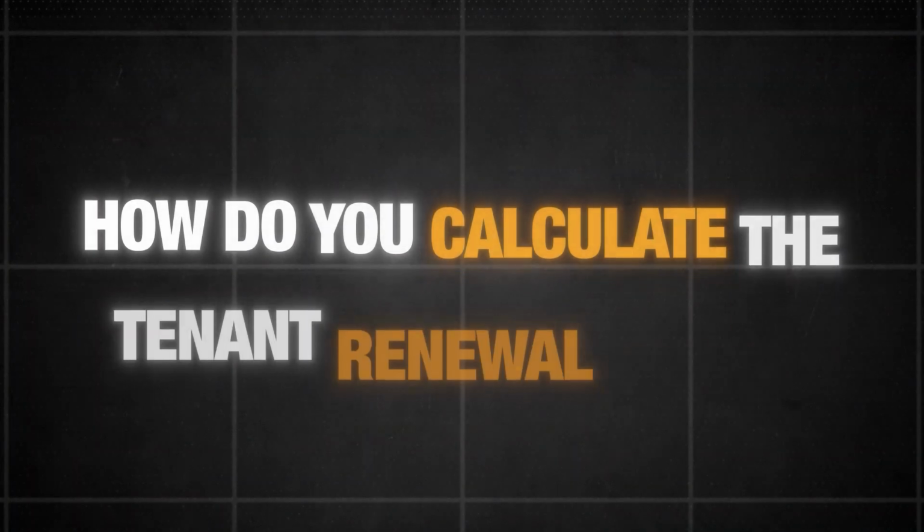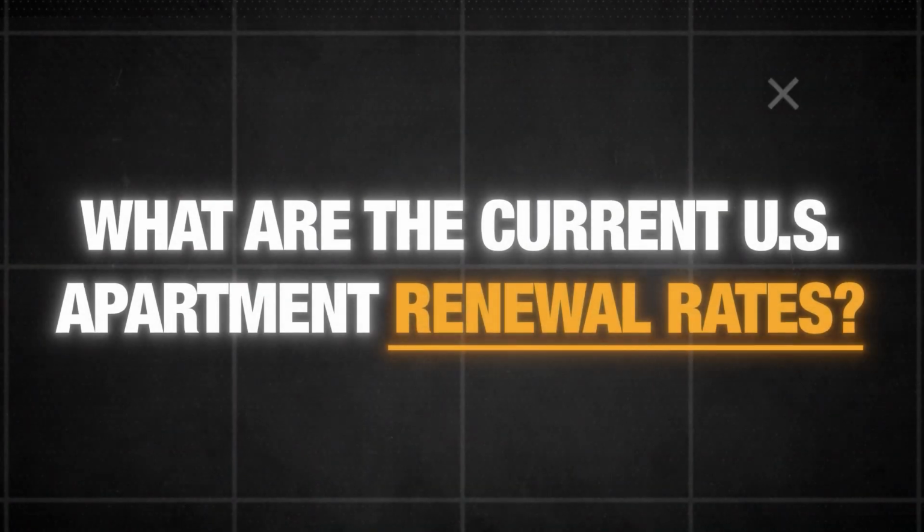So how do you calculate the tenant renewal rate? Well, the tenant renewal rate is obtained by dividing the number of renewed leases by the number of expiring leases, and then multiplying by 100. So for example, if you divide 70 renewed leases by 100 expiring leases, you would have a tenant retention rate of 70%.